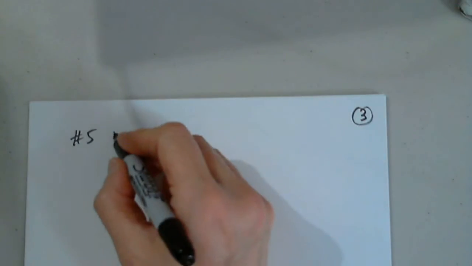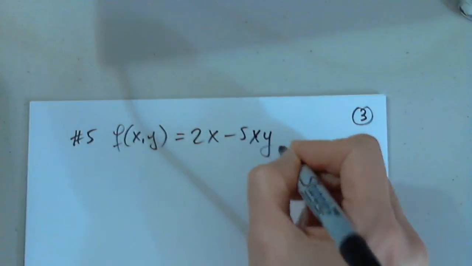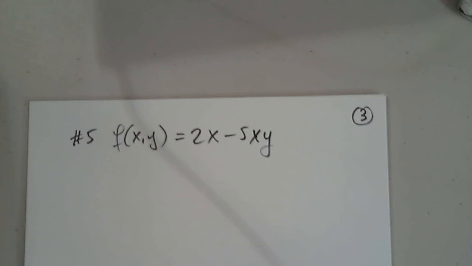So f of xy, and that's 2x minus 5xy. And they're asking us to find fx, fy, and evaluate them.